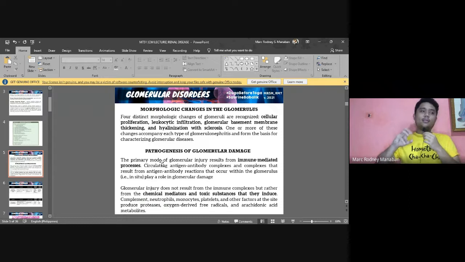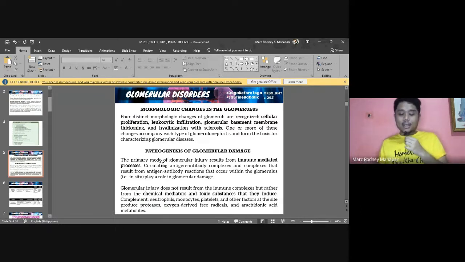And immune complexes, remember, can activate the complement system. Okay? So the complement system is activated here in the glomerulus, alright? And of course, the byproducts or the effects of the complement system will be experienced by the glomerulus. That's why it causes inflammation or damage.